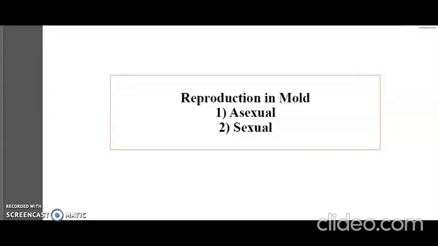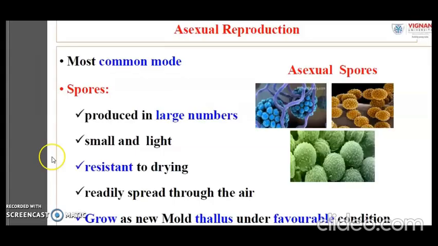Reproduction in mold can be both asexual and sexual. Asexual reproduction is the most common mode. The spores are produced in large numbers, they are small and light, they are resistant to drying, and they are readily spread through the air. They grow as new mold thallus under favorable conditions.